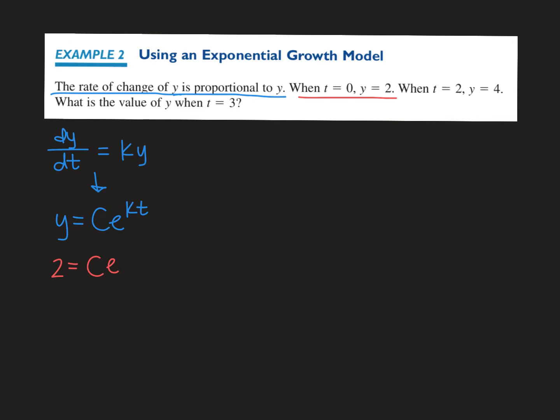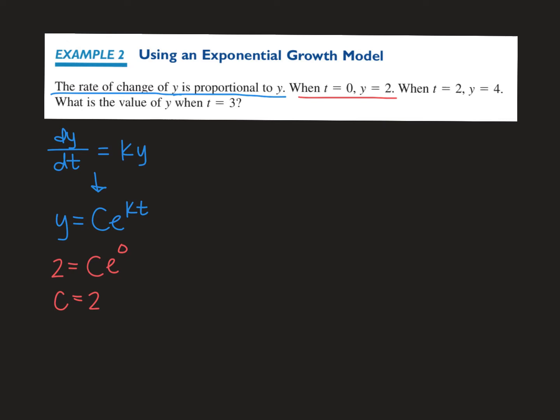So I'll have k times 0. So that just ends up being e to the 0. We know that e to the 0 is just 1, so we find that c is 2. That makes sense because c is like our initial value since it's at time equals 0. So anytime time is 0, we have e to the 0, which is just 1. So c is that initial idea.